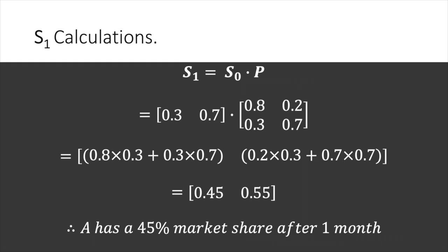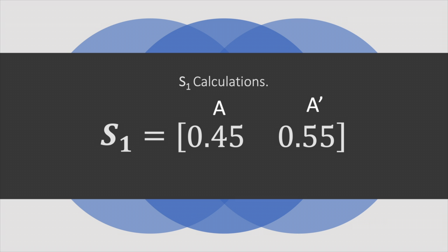So as you can see, after we apply the probability matrix to the initial state matrix through matrix multiplication, we can find that after initially starting at 30% market share, A's new market share is 45% after 1 month. This is called the first state matrix, denoted by S1, and is formatted the same as our initial state matrix, with A on the left and A' on the right.